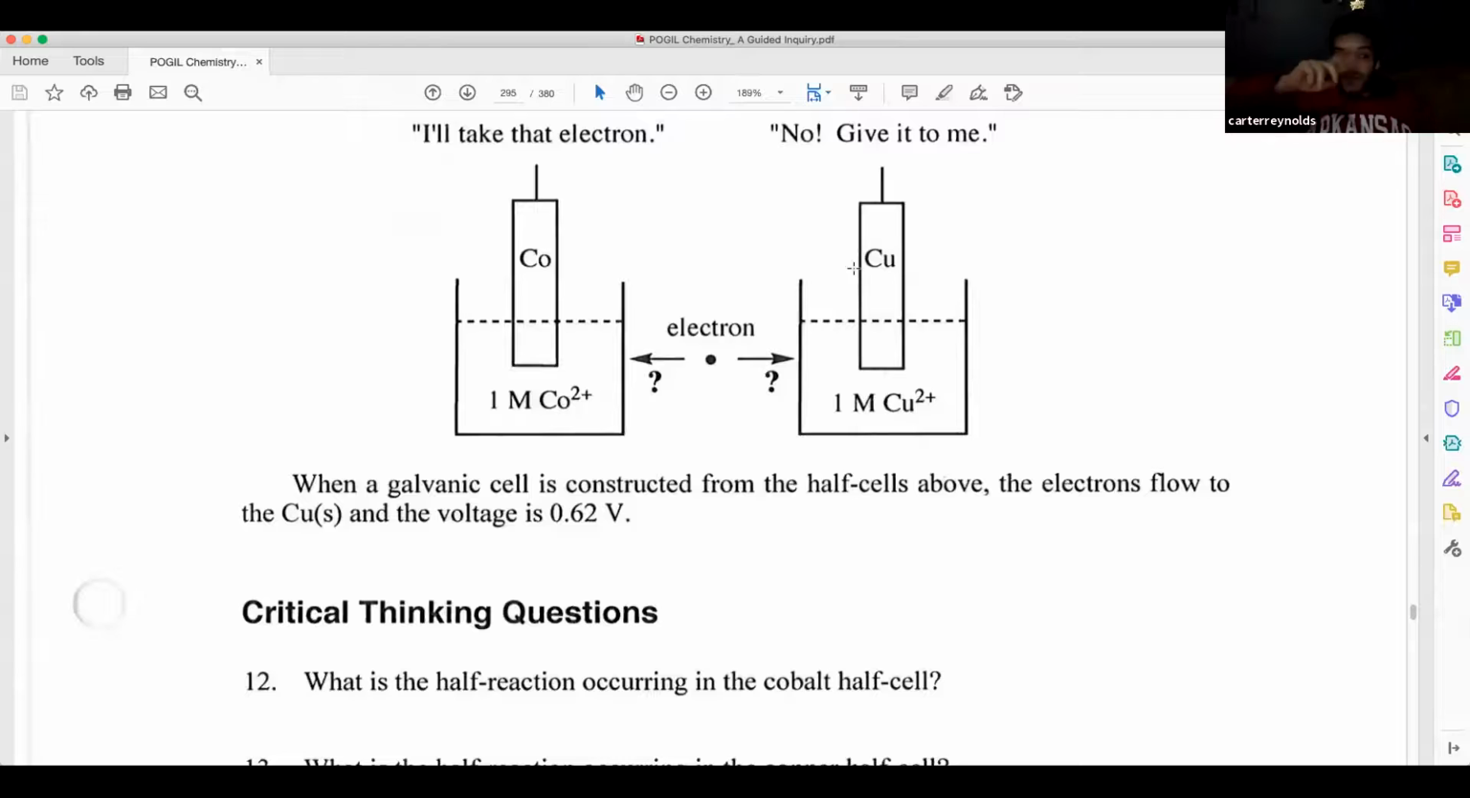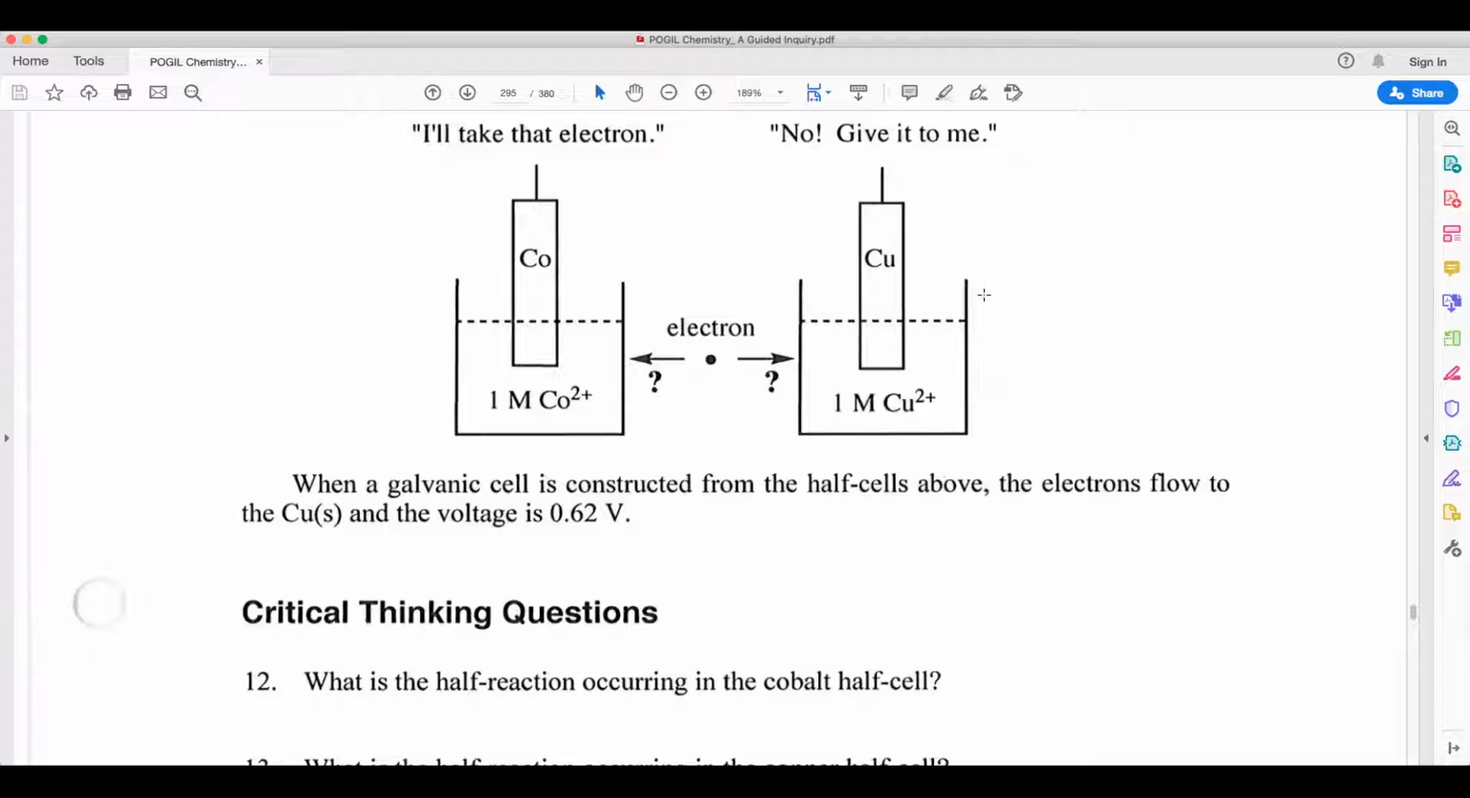So I think we decided that it was the Co2+ that has the stronger pull on the electrons over the zinc because the voltage was lower, I think is what we said. Does anyone from Carter's group want to confirm? He did say the smaller the voltage, it has more pull. I think that's what happened.